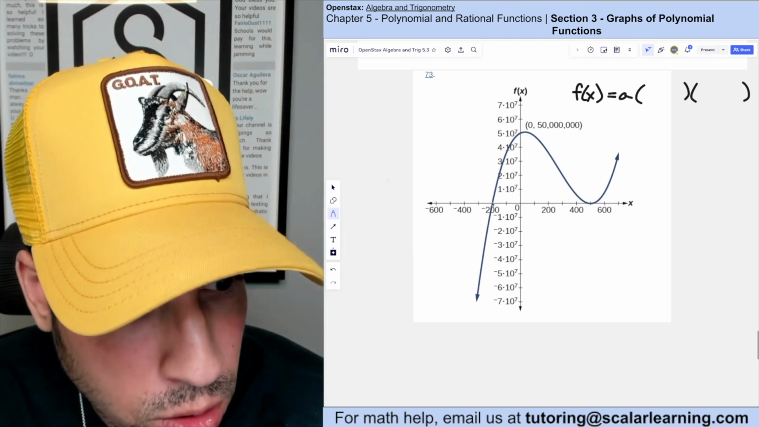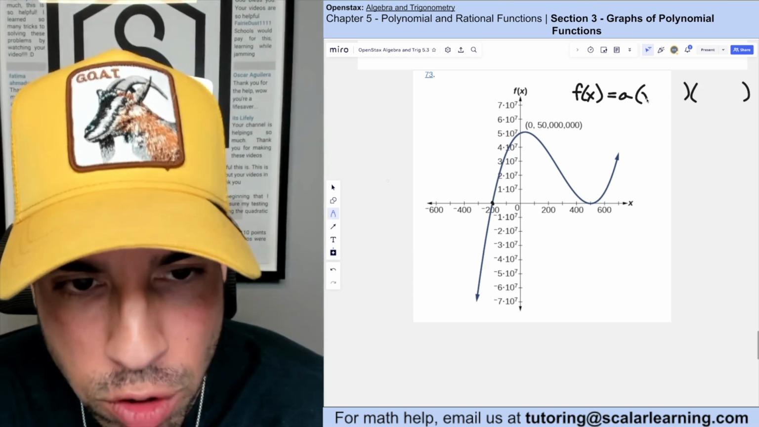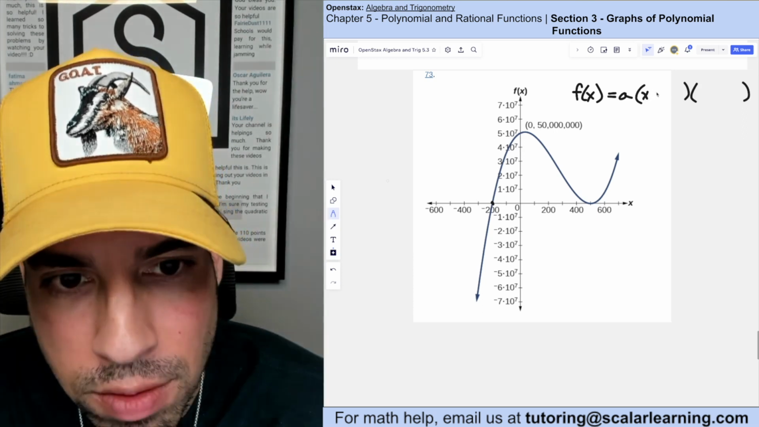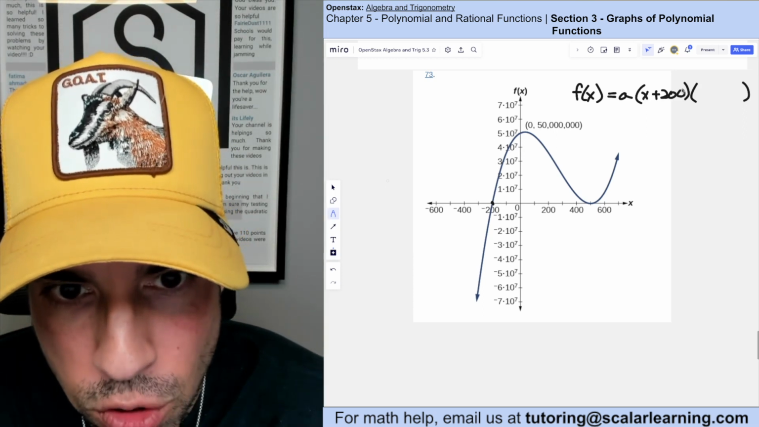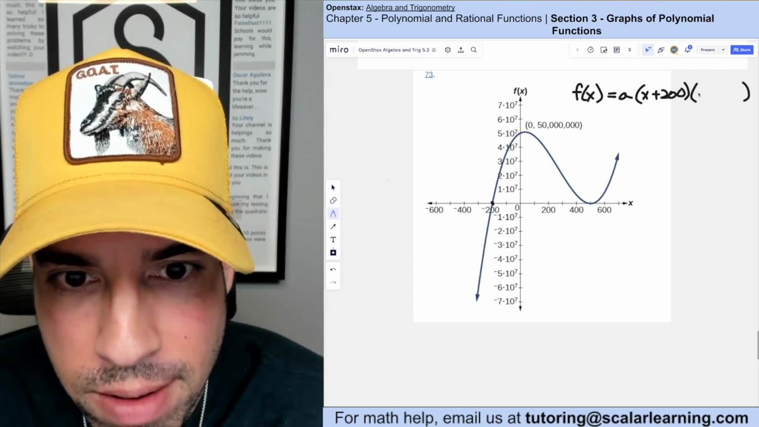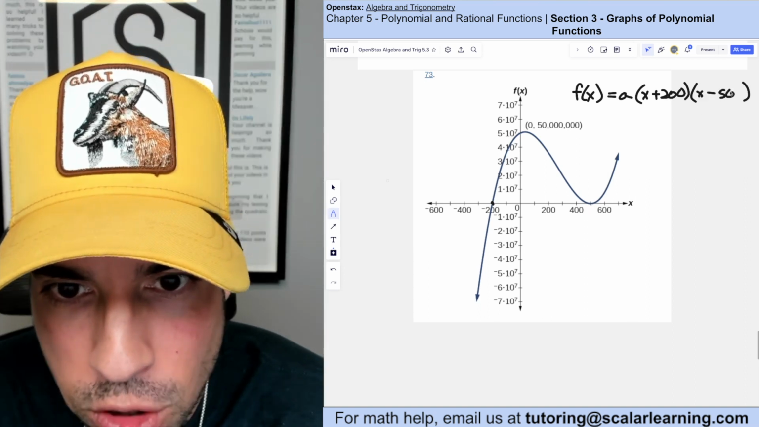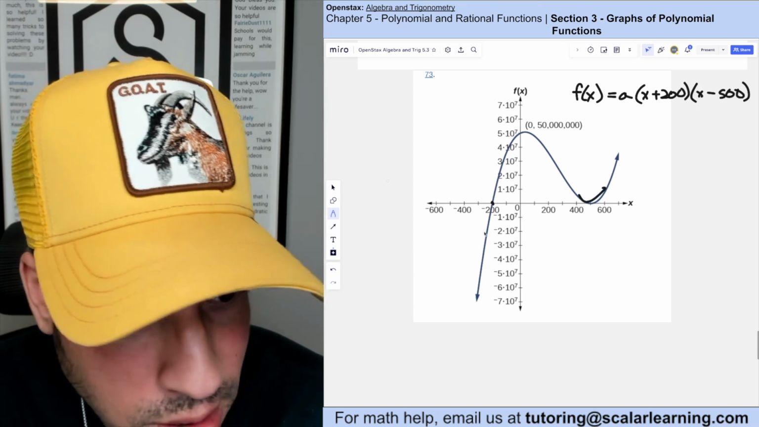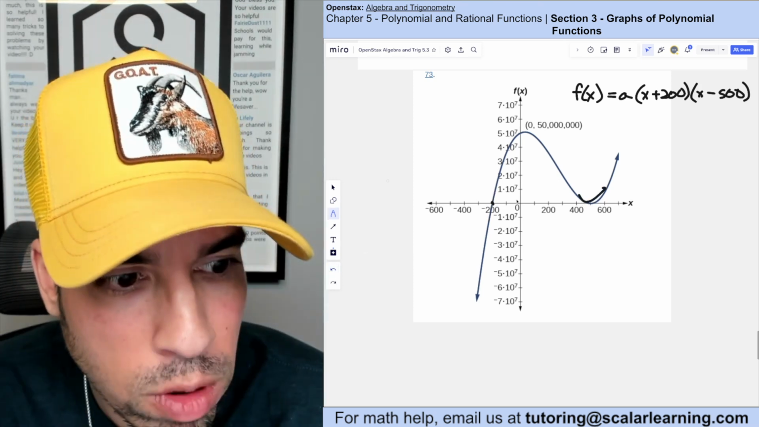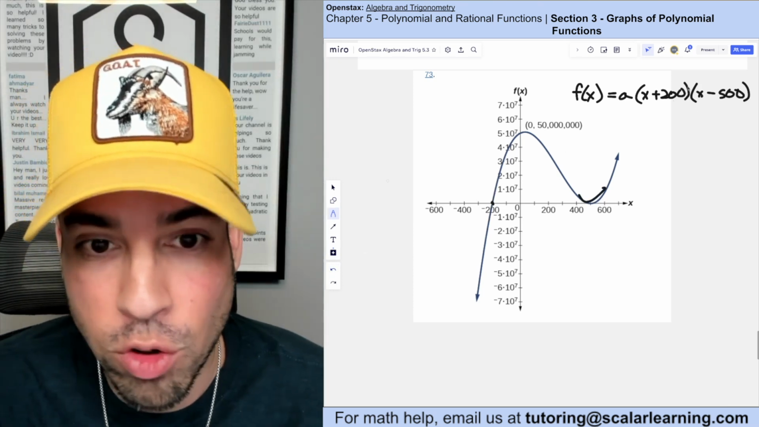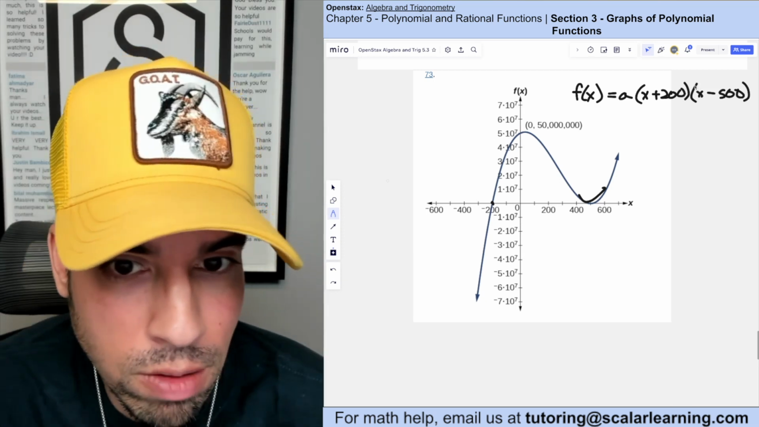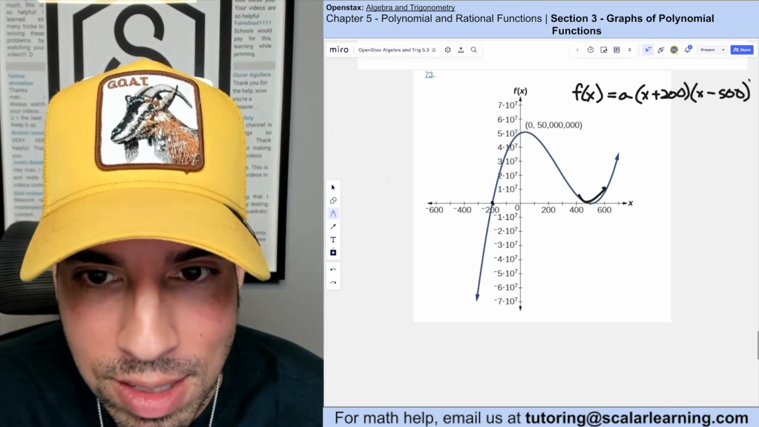Now, of course, this one looks like it's going through at negative 200. So it's x minus negative 200, which is the same as x plus 200. And this one is at 500, so it's x minus 500. But the thing is, this is a bounce, and this is a penetration. So the penetration would just be, we can say an odd degree, but they said the least degree. So we'll just say to the first power. This one will say to the second power.